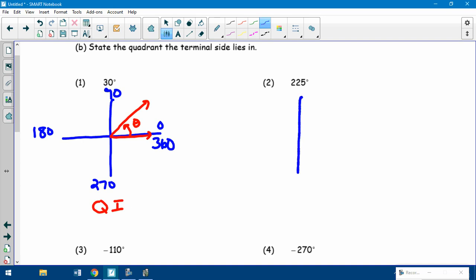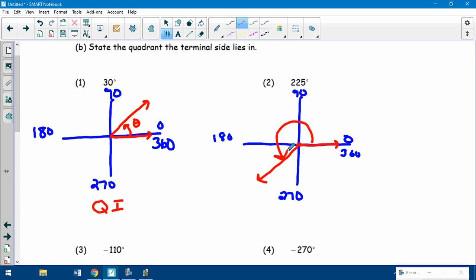Okay, number 2. Start by labeling 0, 90, 180, 270, 360. Angle's going to start over here as it always does. And in 225, since it's halfway between 180 and 270, I'm going to land over here. Remember, positive angles start here, rotate counterclockwise around. So that would be theta up here. And I end in quadrant 3. Because remember, it goes 1, 2, 3, 4.